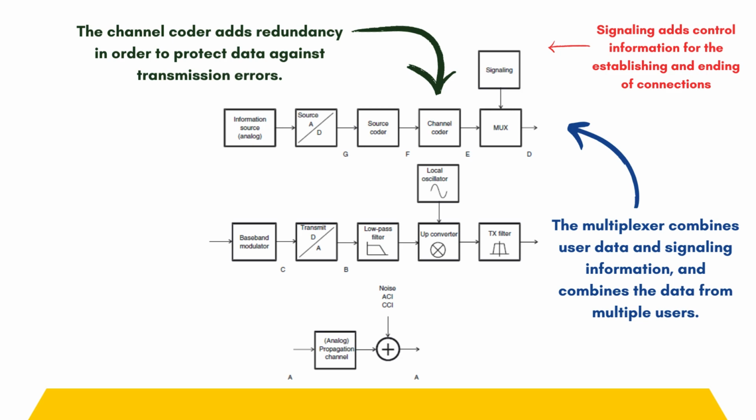In this block diagram, we can even see the analog propagation channel, which attenuates the signal and leads to delay and frequency dispersion. Furthermore, the environment adds noise such as AWGN, additive white Gaussian noise, and co-channel interference with the original signal which is propagating in the space.